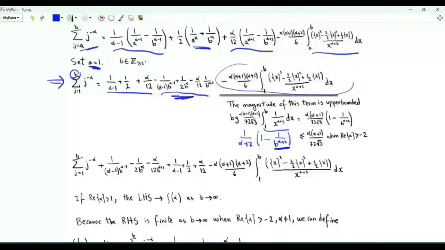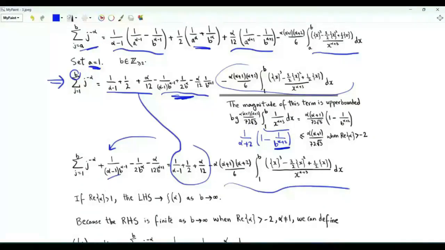Let's rewrite this line by taking those functions of b and moving them to the sum j from 1 to b of j to the minus alpha. On the right hand side, we have those three guys and the scaled integral. If the real part of alpha is greater than 1, and we take the limit as b tends to infinity, this goes to 0, this goes to 0, and that goes to 0. This summation becomes zeta of alpha.